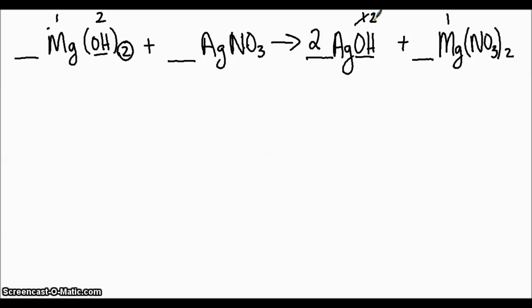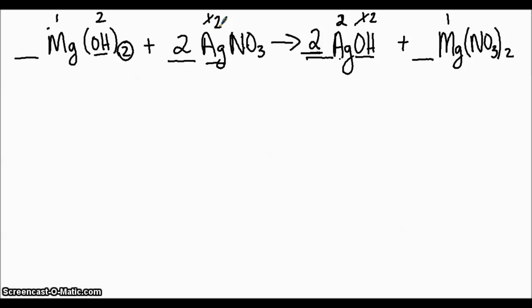So now I go back, and my magnesium is still balanced, 1 and 1. My OH is still balanced, 2 and 2, so I can go on to Ag. Now looking at Ag, I have 1 here, and if I look at this side, you may think, oh, I only have 1 there, they're balanced. That's not true. Remember, you have a 2 here. So you have 2 times the 1 Ag, so you really have 2 Ags. That's not a big deal. So I have 2 on this side, I need 2 on the other side, so I just multiply this by 2. That brings my Ag up to 2.